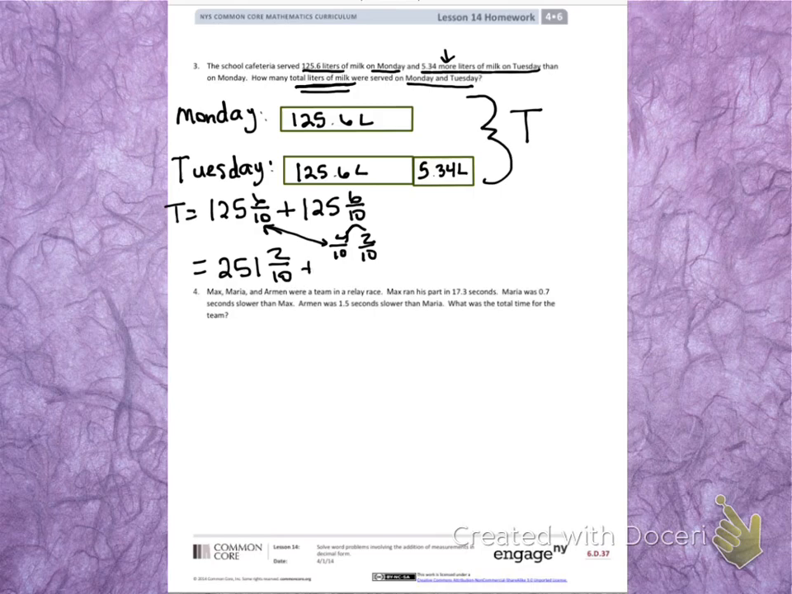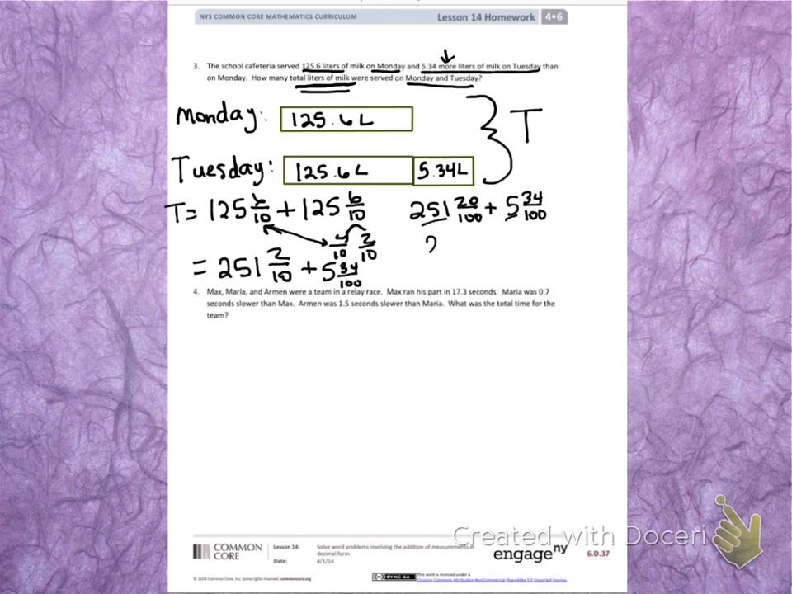From that one, I need to add 5 3/4. For the sake of room, I'm going to move this whole thing over here, and I'll rewrite that. So it's 251 and 2/10, which is 20 hundredths, added with 5 3/4. And let's see, our tops, 20 and 34, do not exceed 100. They do not go over 100. So we're good there. We can add our 251 and our 5.